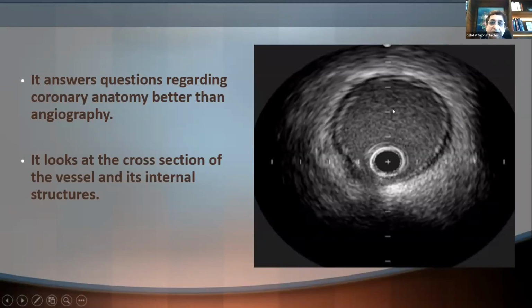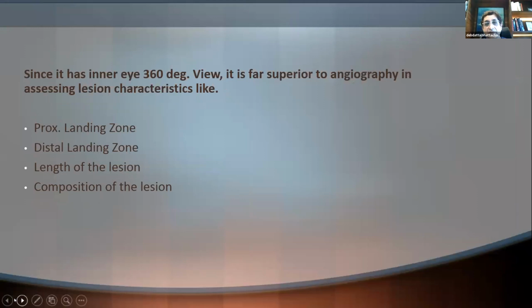So this is IVUS of a normal vessel, and you can see the intima, the media, and the adventitia. Since it has an inner eye 360-degree view, it is far superior to angiography in assessing lesion characteristics like what you want in angioplasty: the proximal landing zone, the distal landing zone, the length of the lesion, and the composition of the lesion.